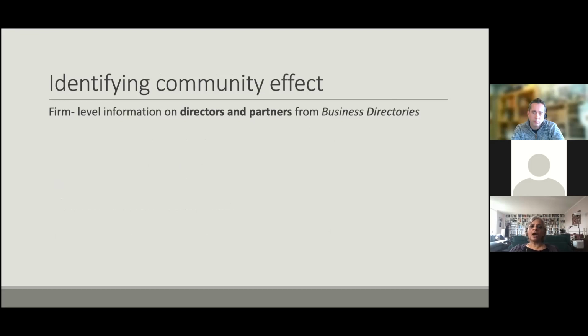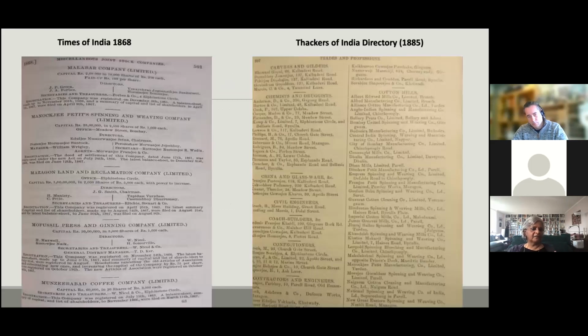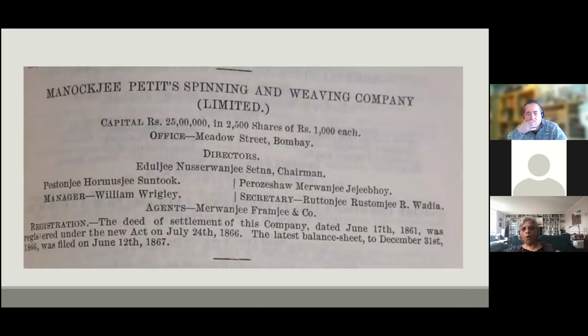So how are we going to think of identifying the community effect? What we use in this paper is firm level information on directors and partners from business directories. And this is what the business directories look like. There is a Times of India directory and there's a Packers of India directory. And then we hone in on individual firms.